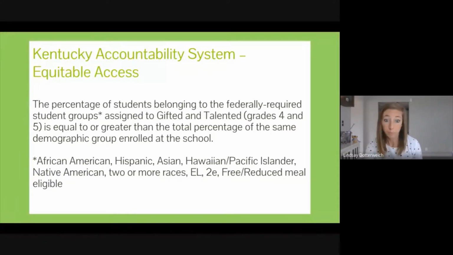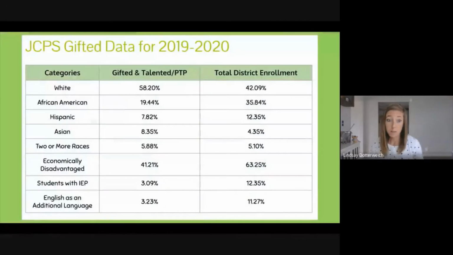and school level. So this is JCPS's gifted data for the 2019-20 school year, so the school year we just finished. Now, this is not isolated to primary talent pool, but this does include primary talent pool. So if you will just take a minute and peruse through this data, and in the chat box, you will just put something that you notice.